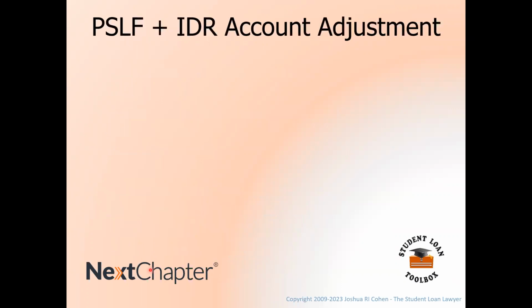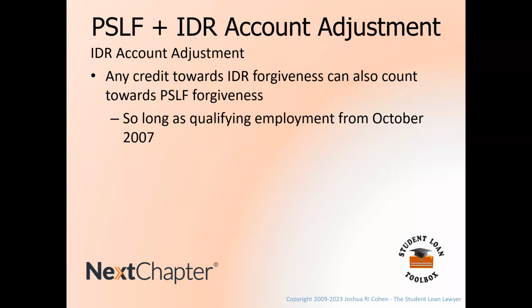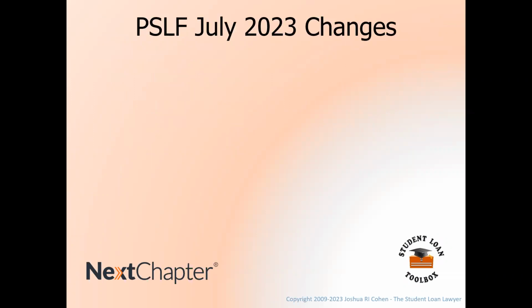But let's talk about PSLF and the IDR account adjustment. Well, I've got some funkiness going on here. The IDR account adjustment applies towards public service loan forgiveness. Any credit that the borrower receives for the IDR forgiveness will also count towards PSLF forgiveness so long as they had qualifying employment during that time. They'll only go back to October '07 for PSLF. So if you have someone that's been working for the Red Cross since October of '07, but they had an FFEL loan, consolidate them by May 1st this year, and they'll get all that credit towards IDR, and it can roll over and apply towards PSLF. And as long as they're still working a nonprofit job, they can have PSLF.